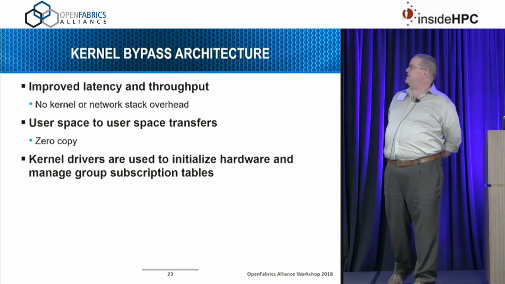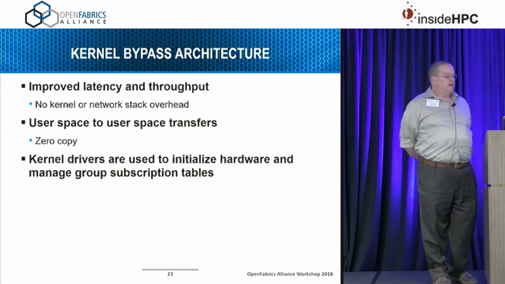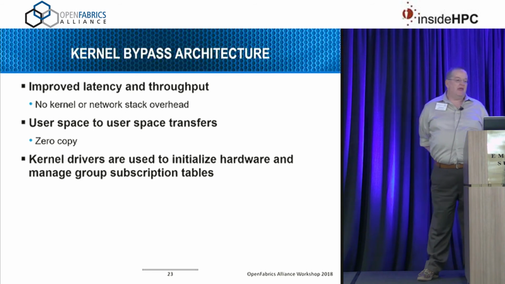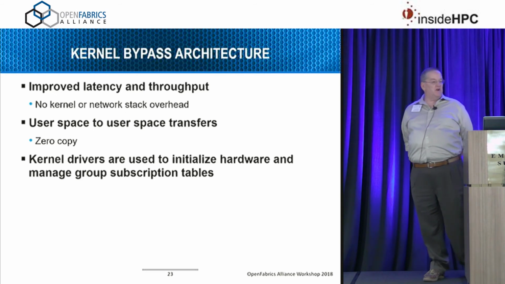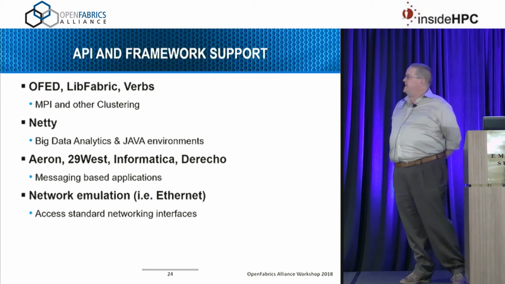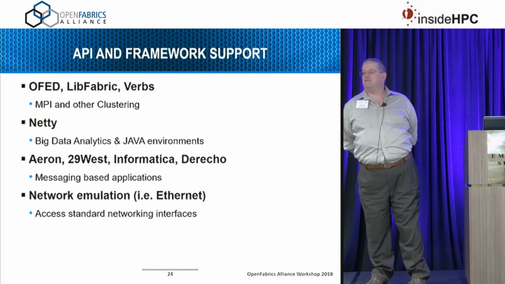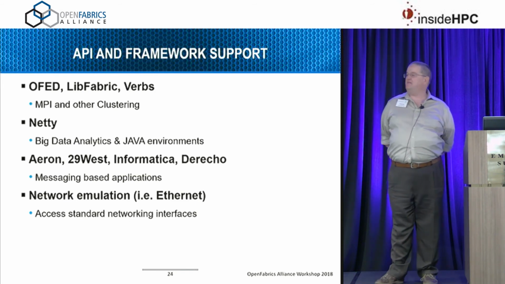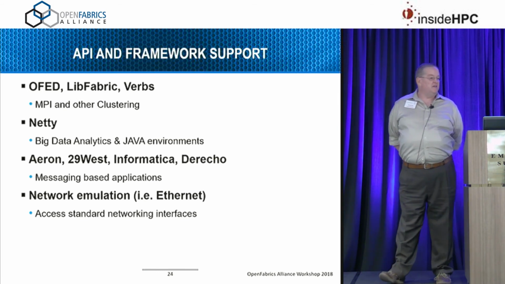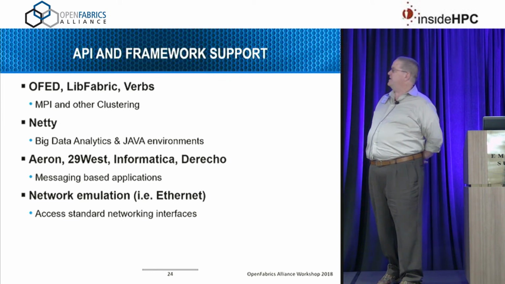So the kernel bypass architecture, we're doing that because we're getting improved latency and throughput. Again, the user space to user space transfers with 0 copies. And the kernel drivers are used to initialize the hardware and manage the group subscription tables. Some of the frameworks and APIs that we're looking at, of course, I think everyone heard me say the other night, that I've just recently abandoned our verbs effort because of the InfiniBand support that's in that interface. So I'm actually going to start looking at libfabric, and we'll get something going.